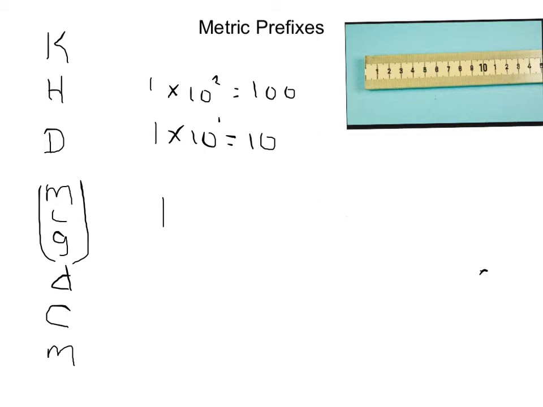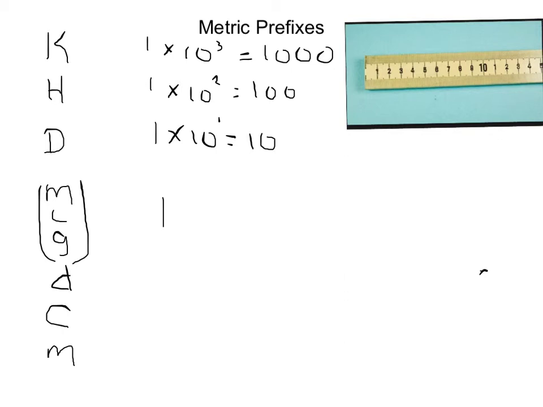Finally, if we're talking about 1,000 meter sticks, 1 times 10 to the third equals 1,000. 1,000 meters is 1 kilometer. Let's look at this on the smaller end here.